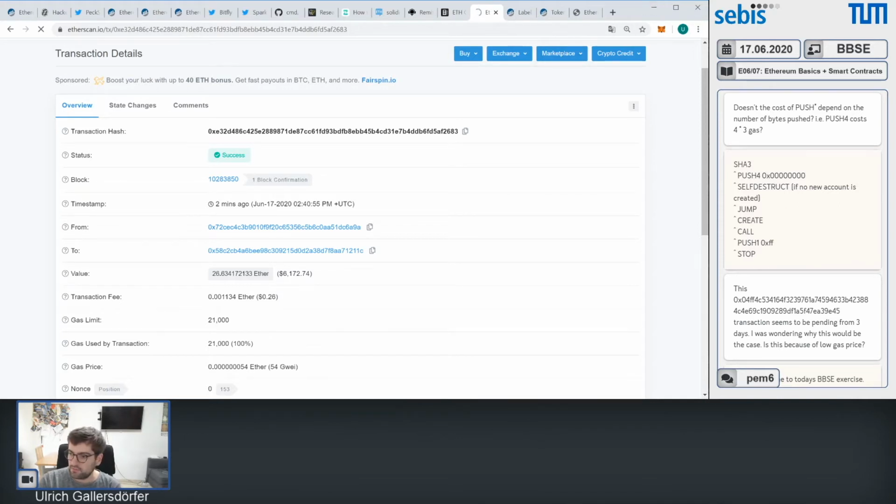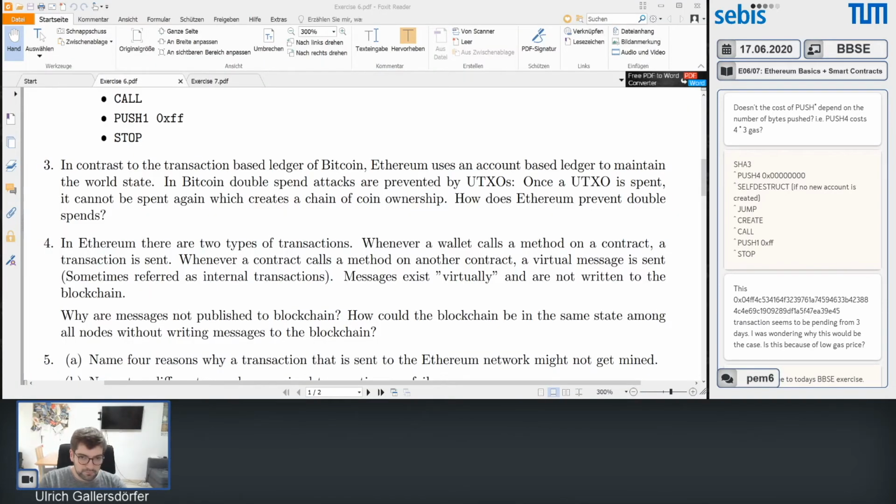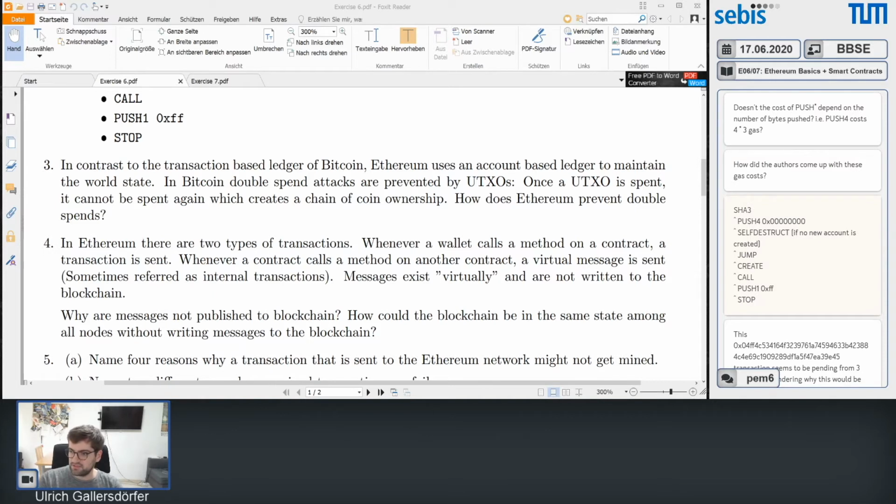So 2 questions, I think, from Tweakback about gas costs. Let's take a look at that. How did the authors come up with these gas costs? I'm not too sure. There are some really nice papers out there, scientific articles about how to exploit this. So what they did is basically they looked at the real costs in terms of execution time on machines and compared it to the execution times of, or to the gas costs of Ethereum.